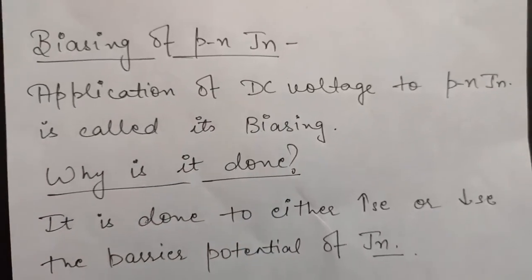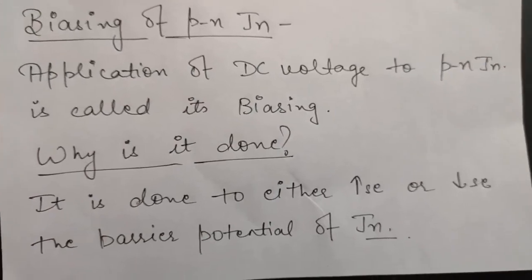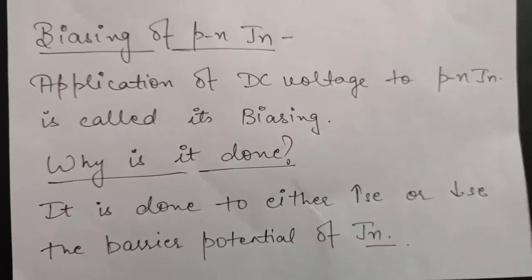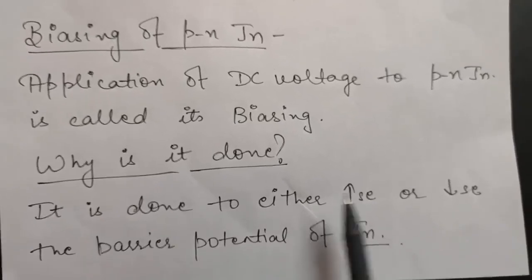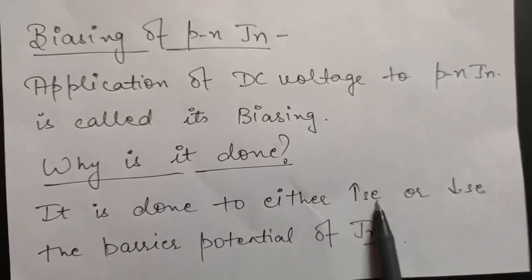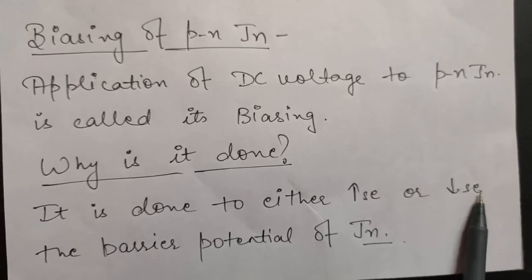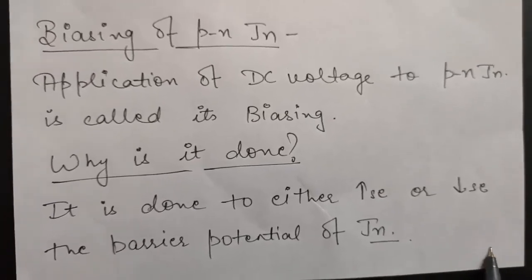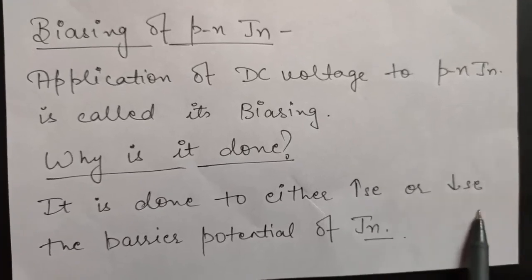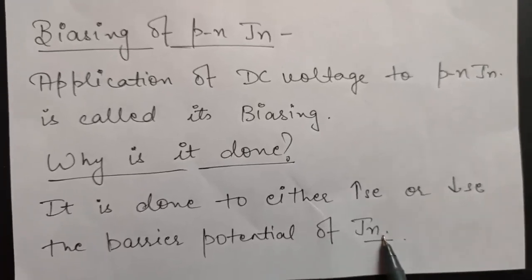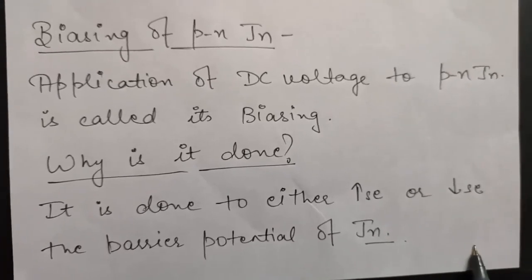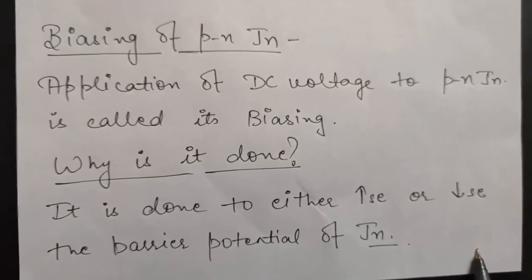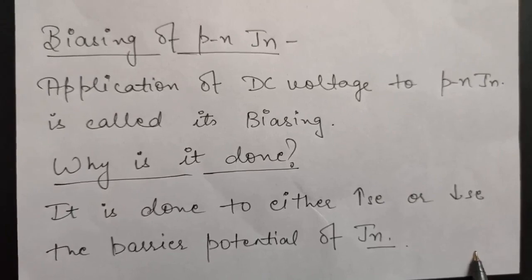Okay, now the question is, why is it done? Why do we do biasing? So by applying DC voltage, what happens? Either the barrier potential increases or decreases along the junction. Either to increase or to decrease the potential barrier of the junction, we do the biasing. And there are two types of biasing, forward biasing and reverse biasing, that we'll be discussing in the next lecture.